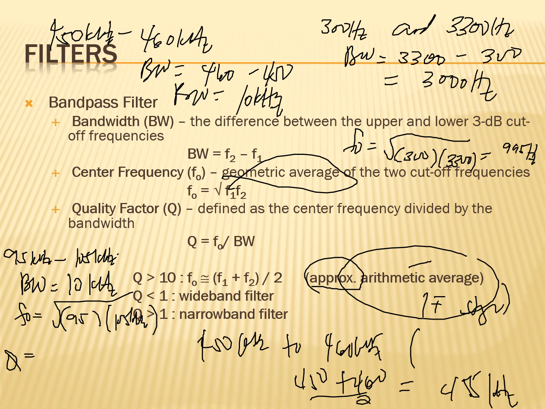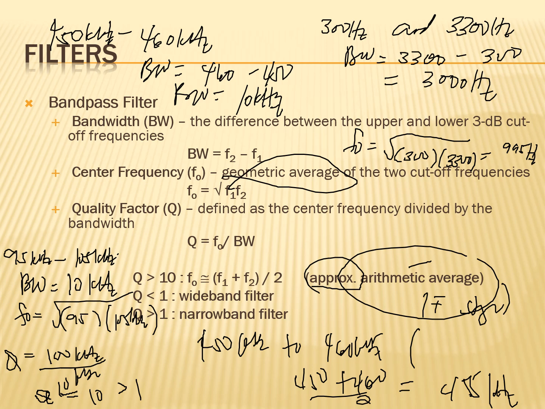So if you're going to compute for this one, this is approximately equivalent to 100 kilohertz divided by 10 kilohertz. So Q is approximately equal to 10, which is greater than 1. So in this case, our design must be a narrowband filter. So this design must be implemented using a narrowband filter.